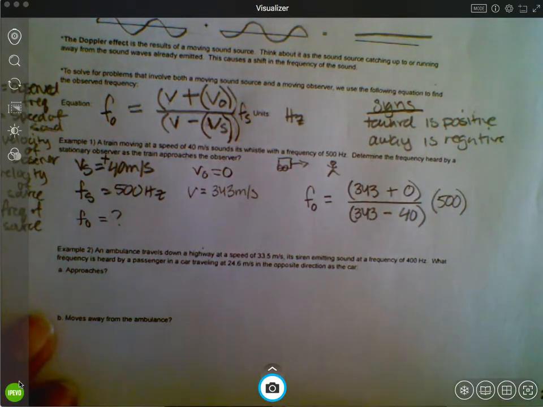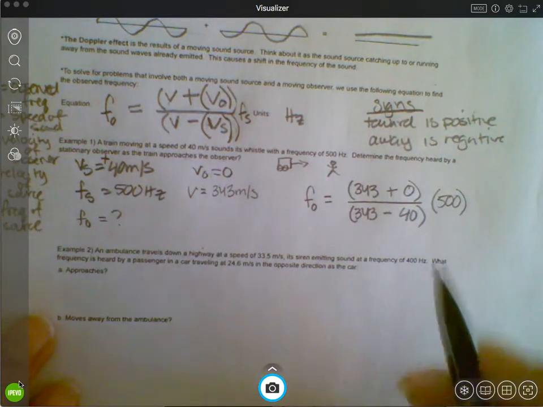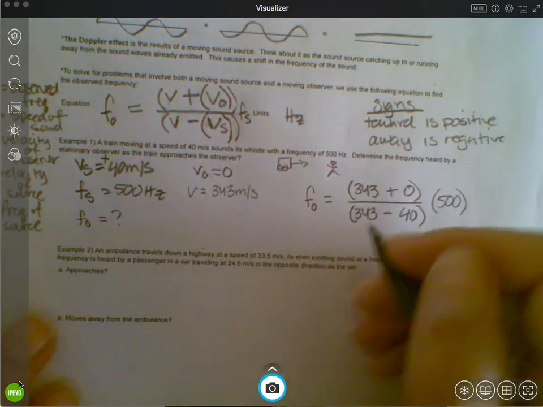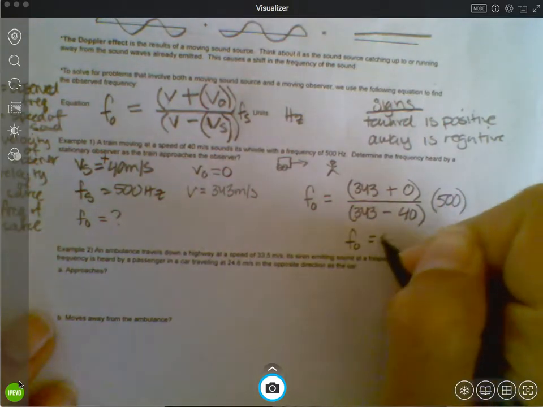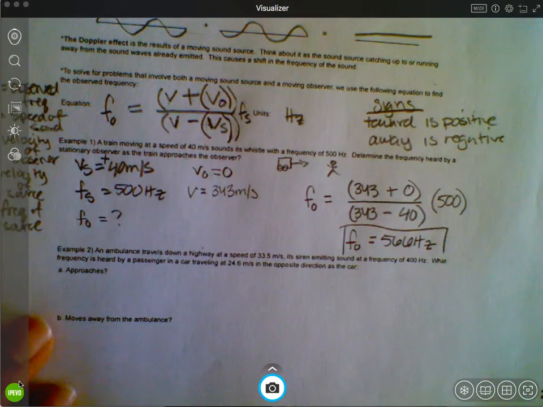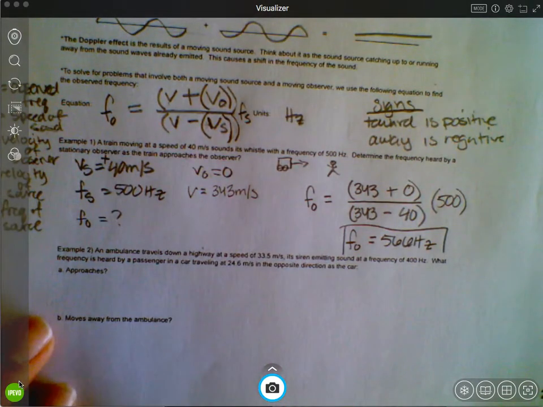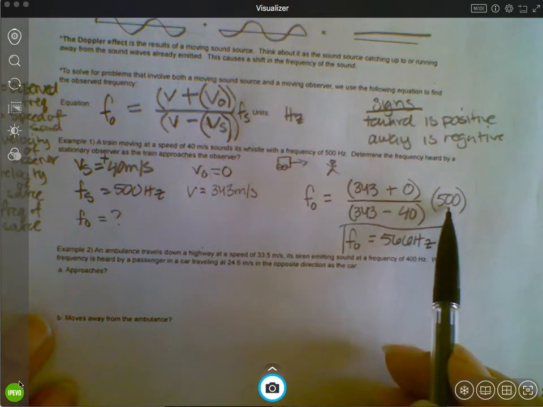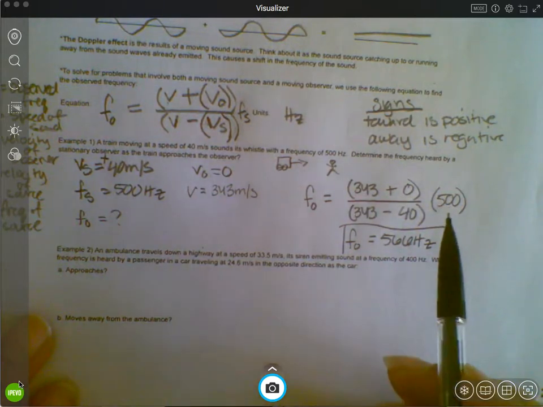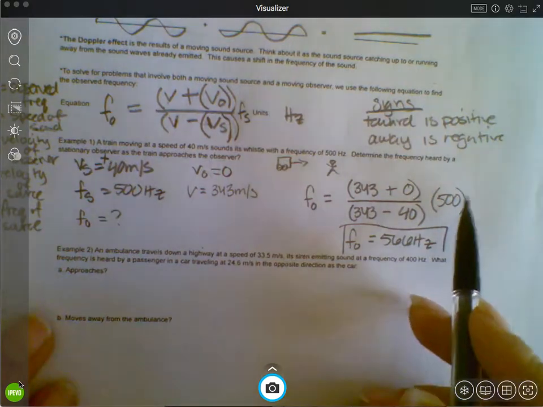Okay? And then we just plug into our calculator. All right? And if you do that, you end up with an observed frequency of 566 hertz. Now, here's how you check if your answer makes sense. Anytime the source, the sound, is moving toward the observer, or the observer is moving toward the sound, they're getting closer together, you should hear a higher frequency than is actually being emitted. Anytime they are moving away from each other, you should hear a lower frequency than is emitted.